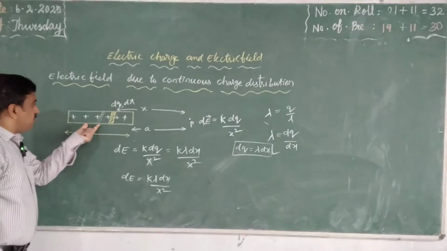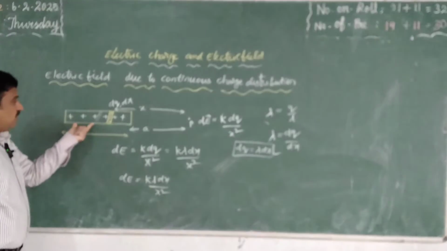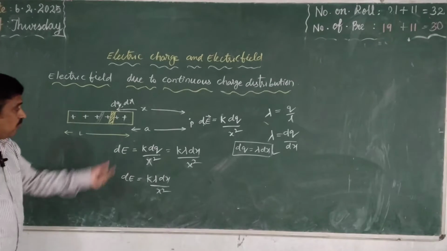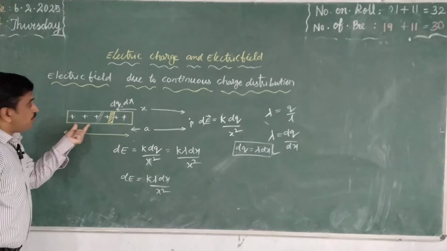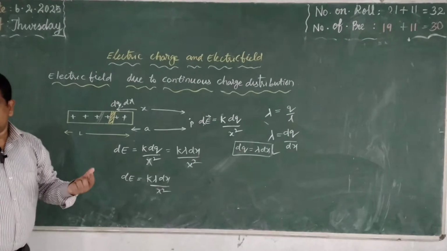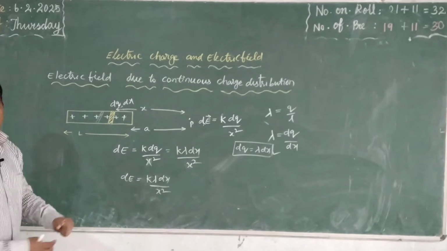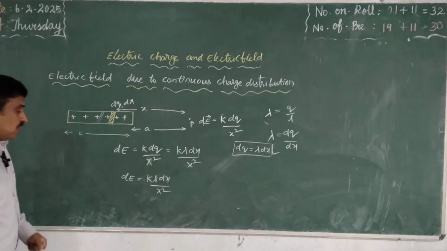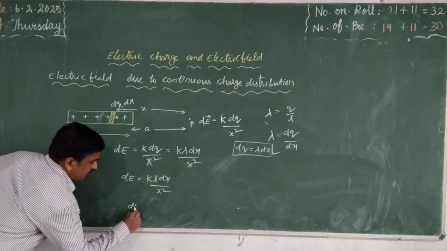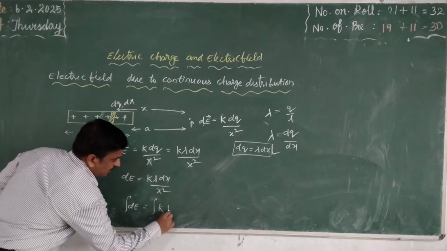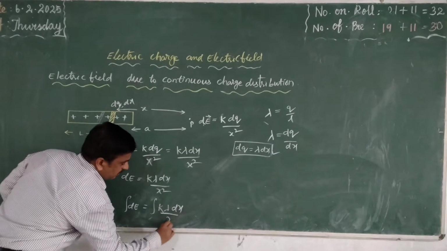There are infinitely many such elements, because this is an extended object, and Coulomb's law is not valid for an extended object. That's why we cut it into small parts, find the electric field of each part, and add them all. Adding infinite terms means we take the integration. So integral dE equals integral k lambda dx by x square.